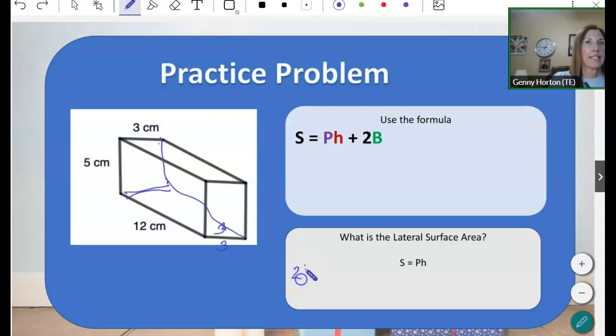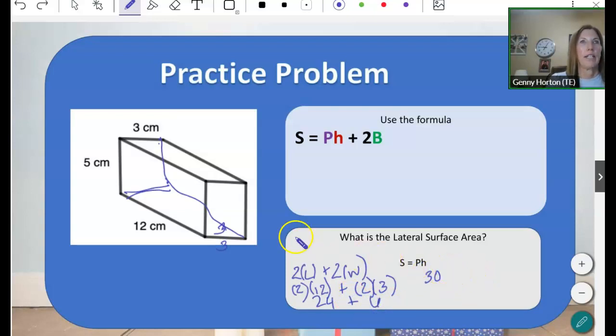The perimeter is going to be twice the length plus twice the width. The length is 12. I put that in parentheses. It's fine though. And then the width is 3. I'm carried away with parentheses here. So 24 plus the 6. So the P is 30. And then the height here, this is the height. So we're going to multiply that by 5 to get our lateral surface area. So it's 150.